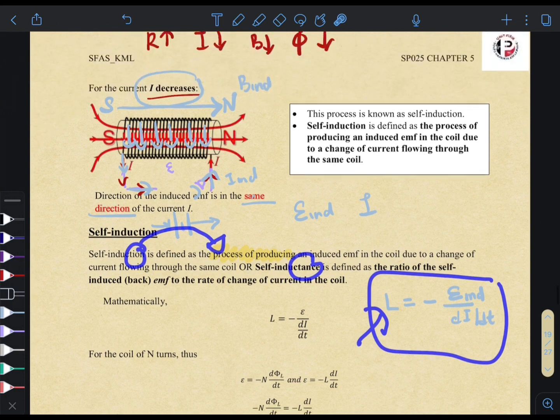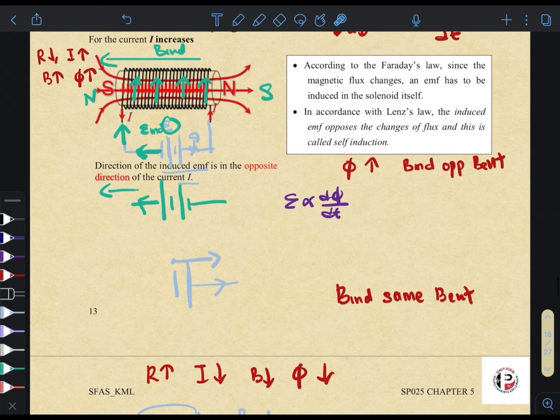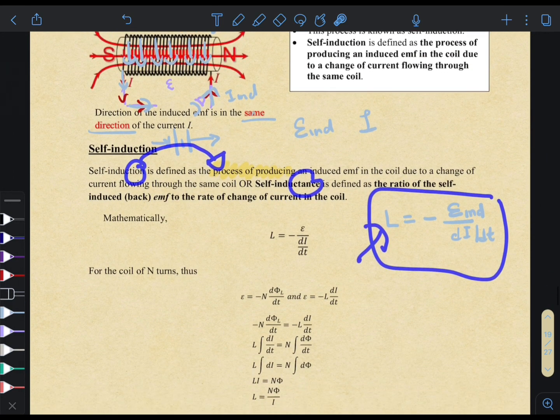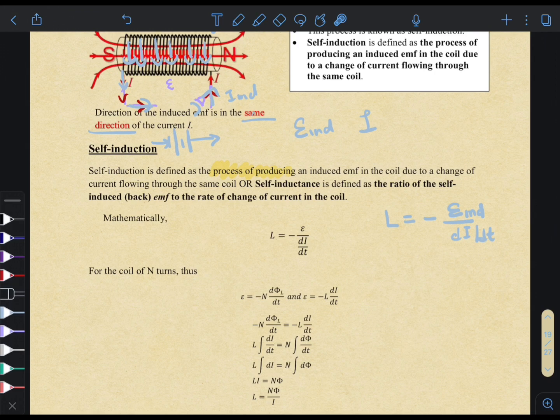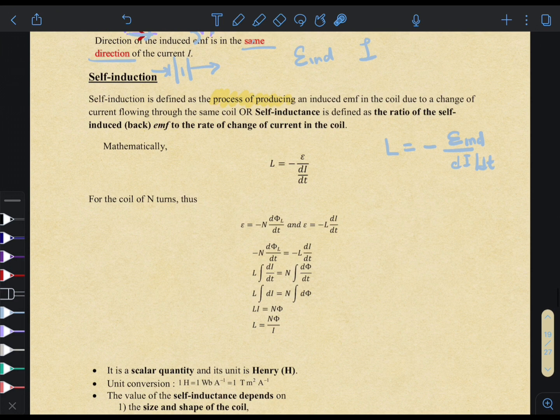Ini kita panggil dia self-inductance. Self-induction adalah process of producing. Yang tadi kita explain banyak dekat atas tu adalah proses macam mana kita nak induce that EMF. So, kita panggil dia self-induction. Okay, inductance pula kita nak kira berapa yang kita induce itu. Okay, you're going to calculate the ratio of EMF yang kamu akan induce for the change of the current dekat sini.